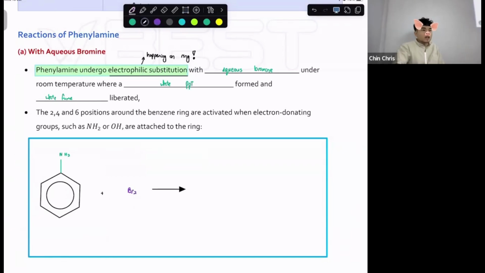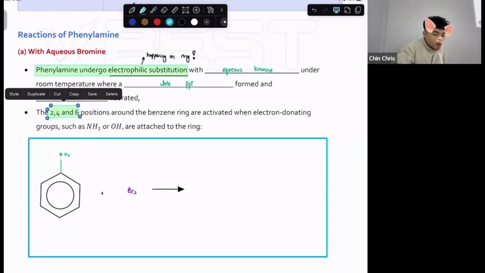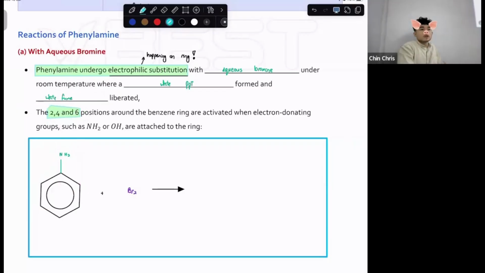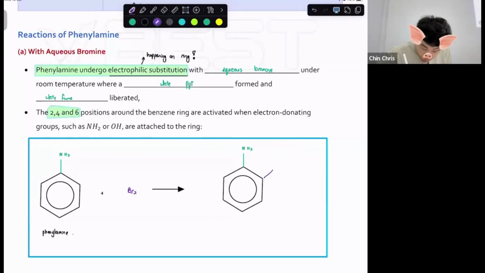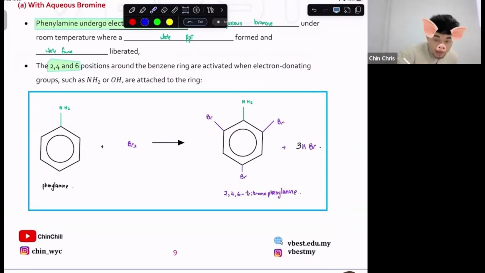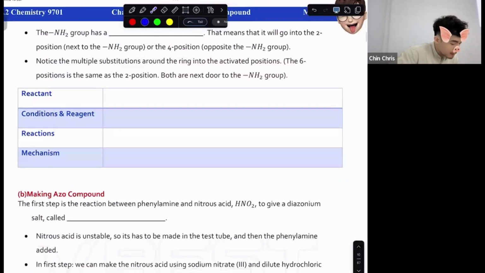Alright, guys, when the substitution occurs, it is going to happen on the 2, 4 positions, the second and fourth position, and the sixth position will also get substituted. So I want you guys to draw the tribromo product. Go draw a tribromo here. Alright, guys, what does it turn into? This part is done. Page 10, let's go.